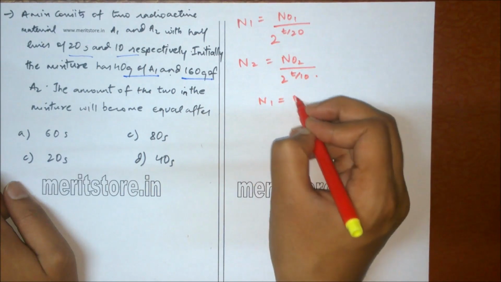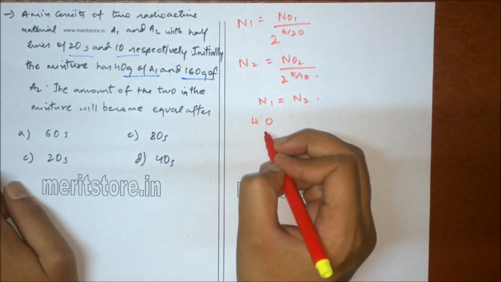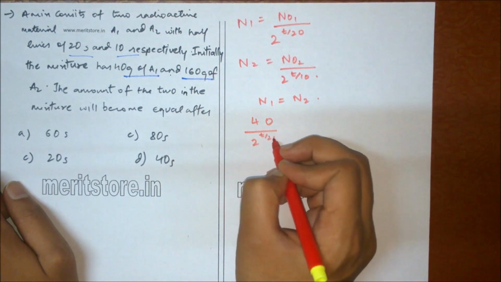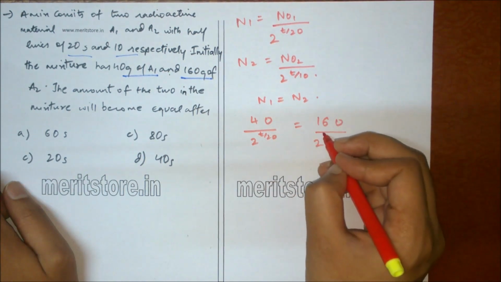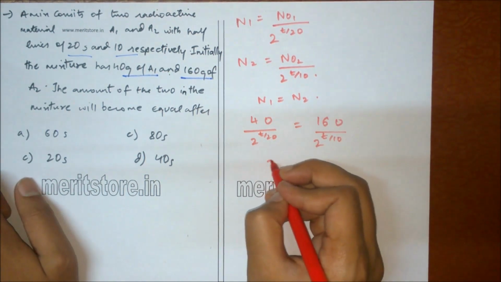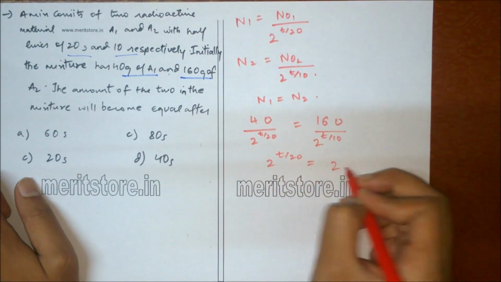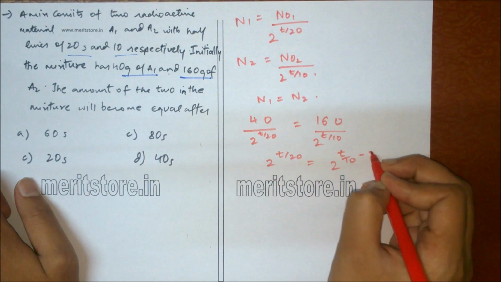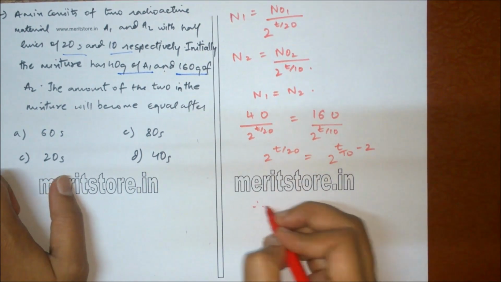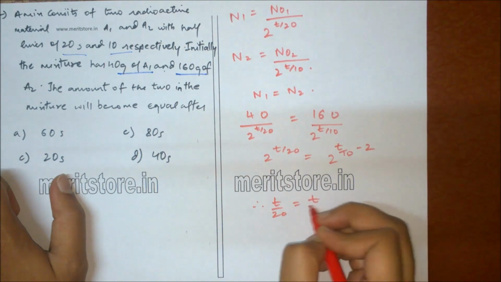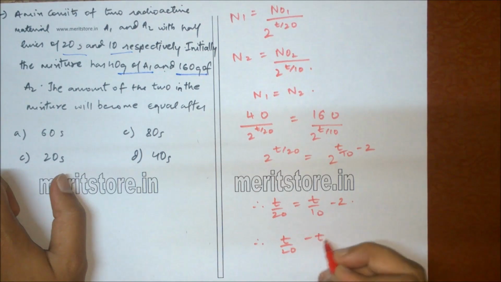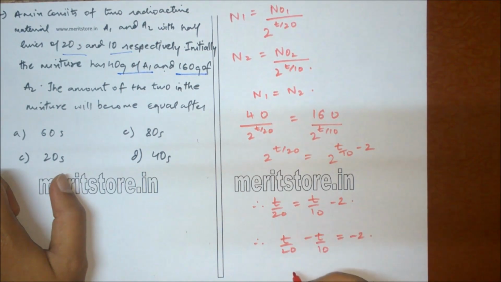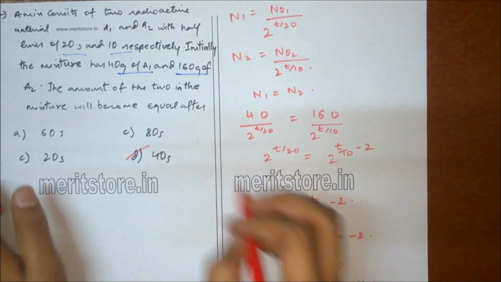We know that N1 is equal to N2, so we can write this as 40 upon 2 raised to T upon 20, which is equal to 160 upon 2 raised to T upon 10. So we can write this as 2 raised to T by 20 is equal to 2 raised to T by 10 minus 2. On solving this, we get T by 20 is equal to T by 10 minus 2. Therefore, T by 20 minus T by 10 is equal to minus 2. On solving this, we get T is equal to 40. So option D is the correct answer.